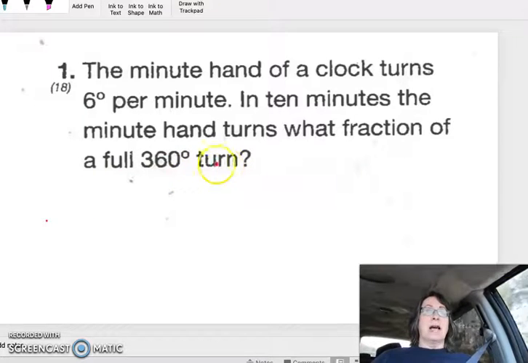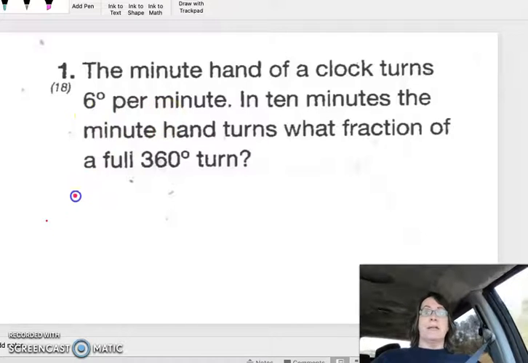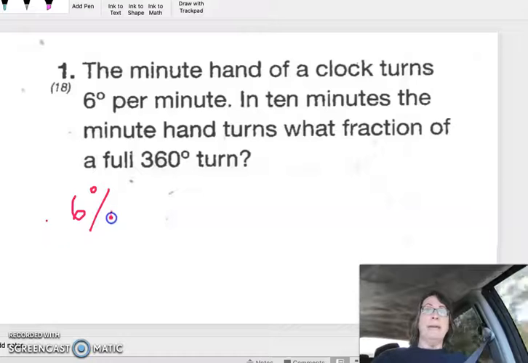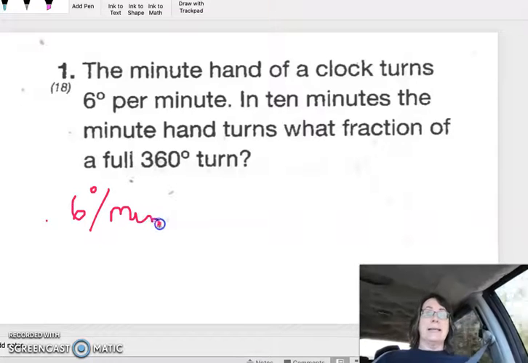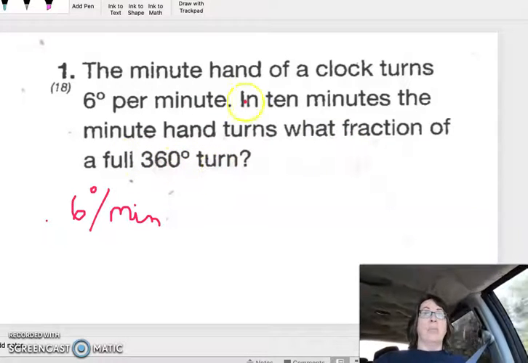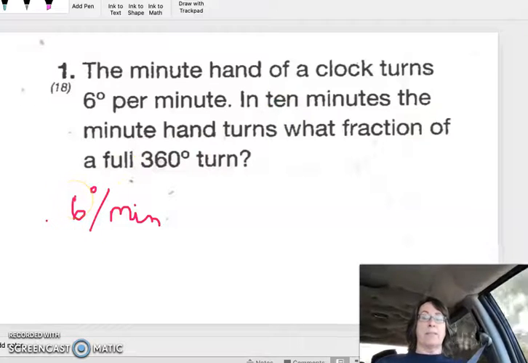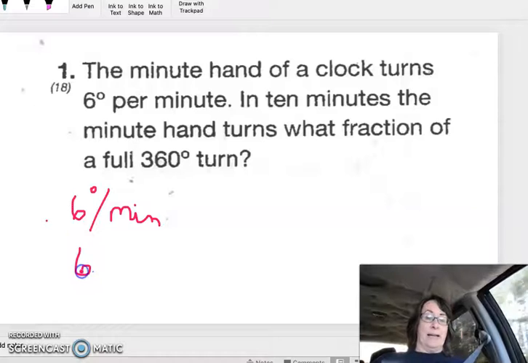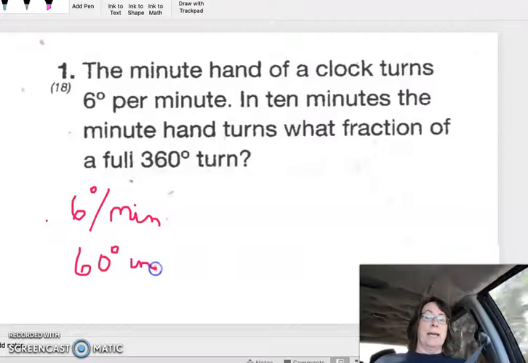The minute hand of a clock turns 6 degrees per minute. So 6 degrees every minute. Okay, so then the next thing it says is in 10 minutes, the minute hand turns what fraction of a full 360 turn? Well, in 10 minutes, it's going to go 10 times this, 6 degrees. So that's going to be 6 degrees times 10 is 60 degrees in 10 minutes.